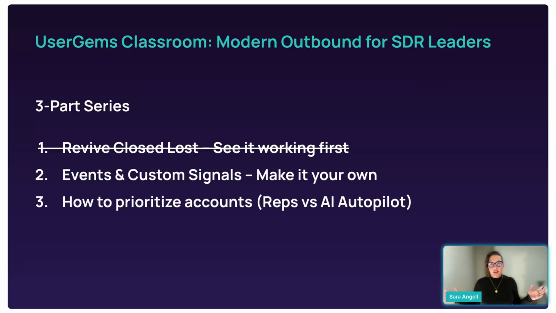All right, so it's class number 2 in a 3-part series. If you were here last time, again, you saw the closed lost workflow live in action. We built an audience and all of that good stuff. Today is where you're going to make the system your own by adding custom signals and building an actual events play.